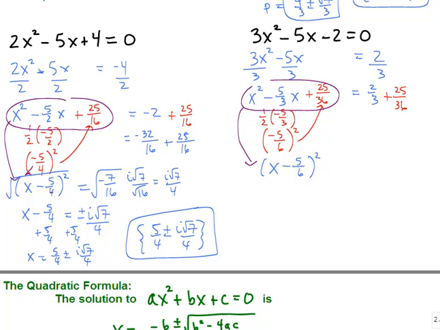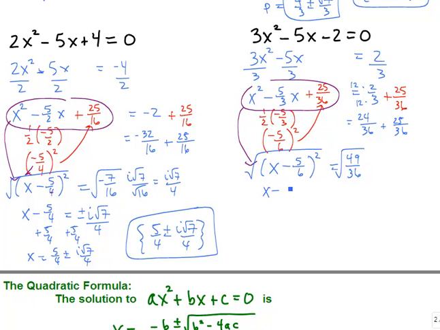But on the right-hand side, we need to figure out what this new number is here. So common denominator again, this time 36. 3 times 12 is 36, so 2 times 12 makes this numerator 24. 24 plus 25 is 49/36. So we have it in the right form to use our square root property. So we're going to take the square root of both sides.